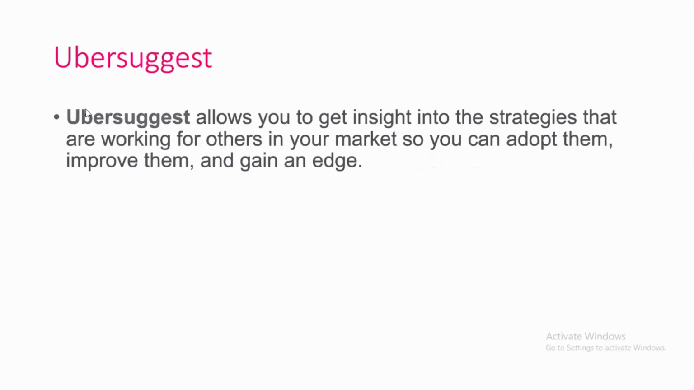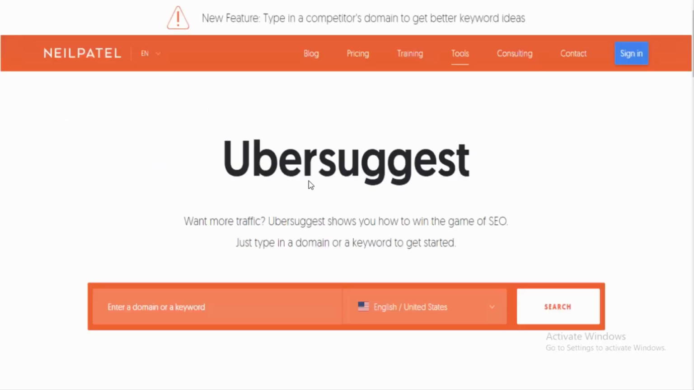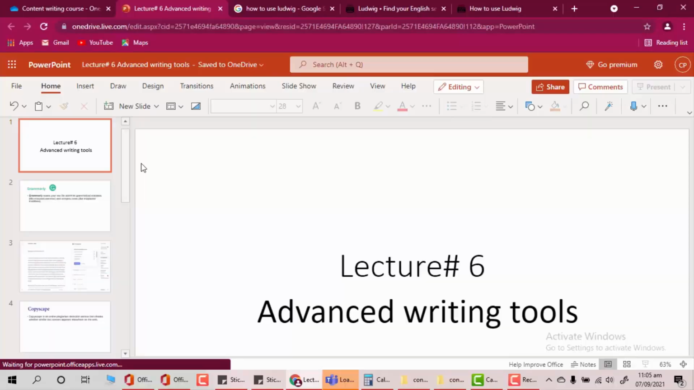And the next one is Ubersuggest. Now this software allows you to get insight into the strategies that are working for others in your market, so you can adopt them, improve them, and gain an edge. It's actually a software which, most of the time, is used for keyword research, keyword ranking, and how other people are using the same keyword, and it also tells you about some of the headlines people are using. So this is how it looks. I'm going to show you how it looks in the next lecture, and well, that's that.